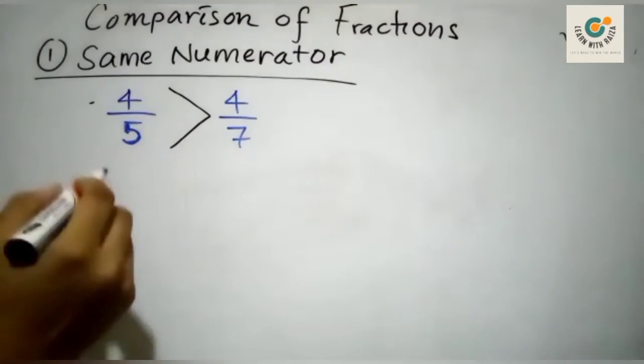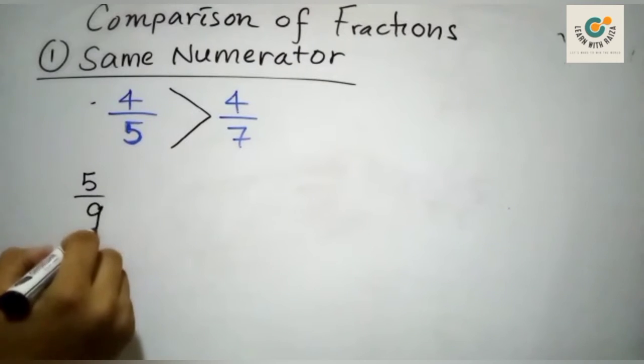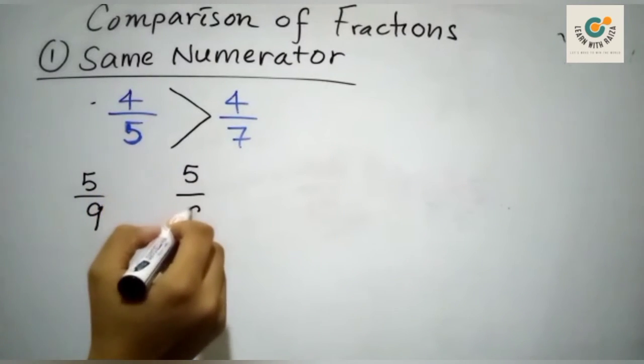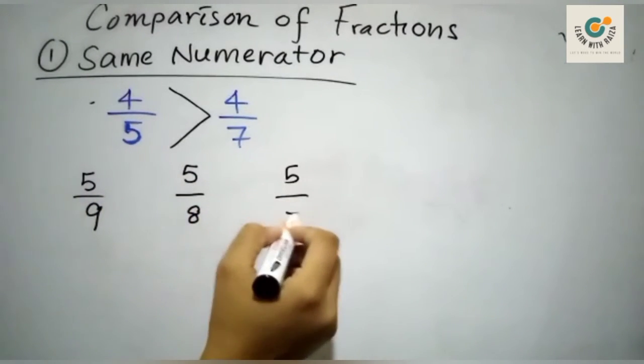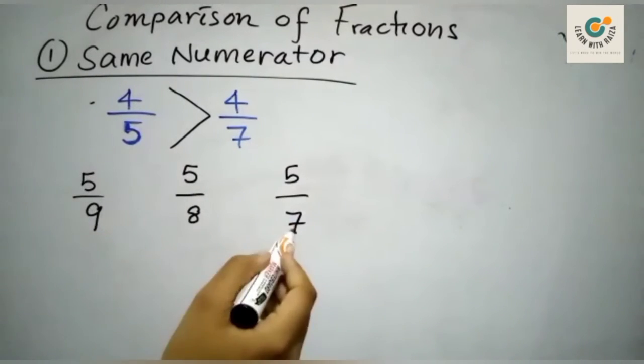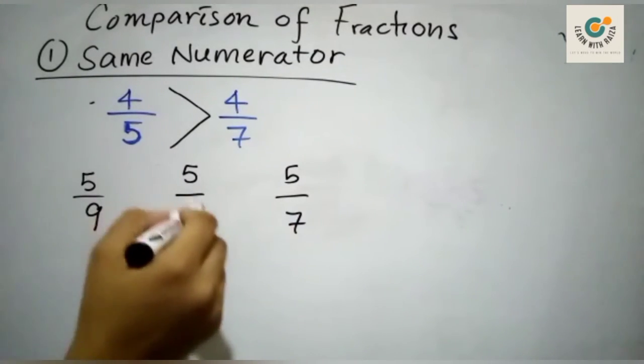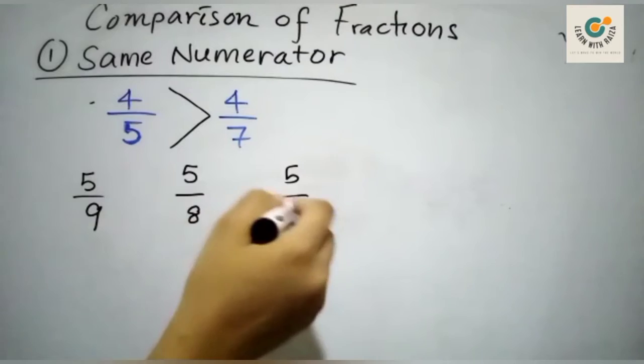If I consider three fractions, 5 over 9, 5 over 8, 5 over 7. You can see the smaller denominator is this one. No, sorry, this one is the smallest one.